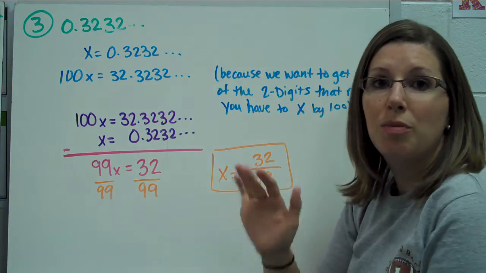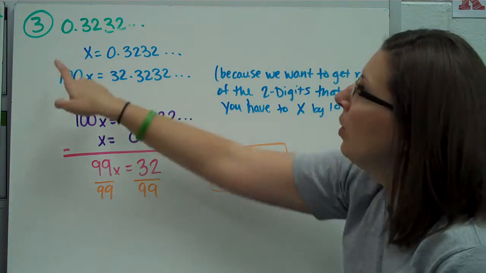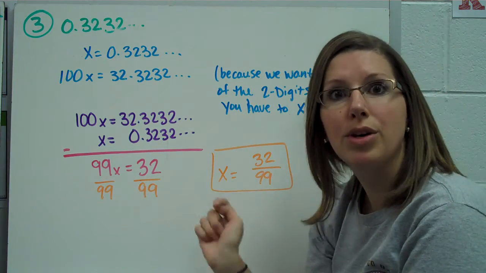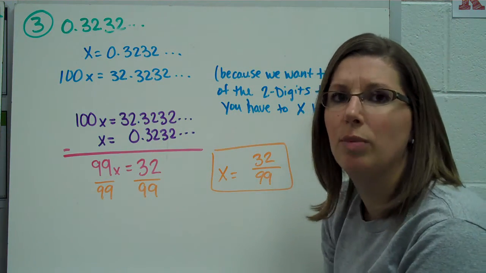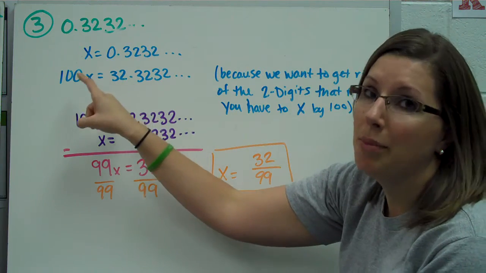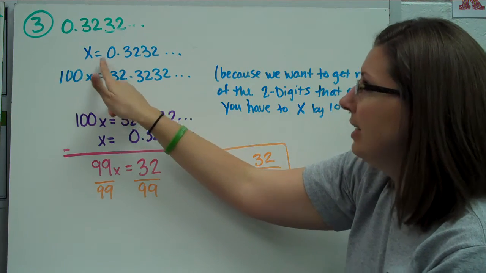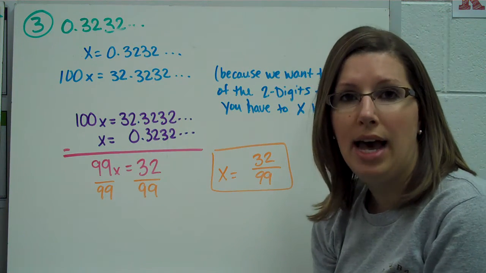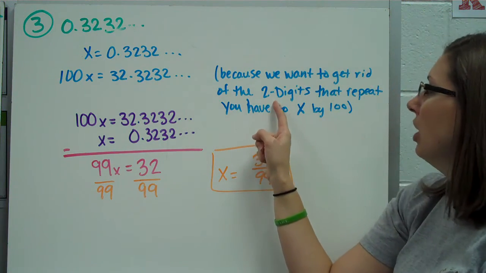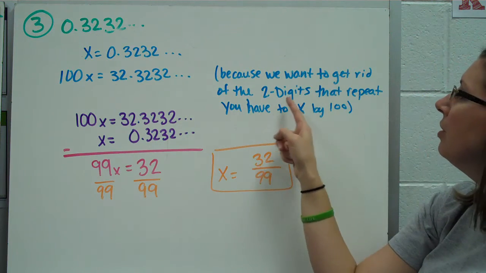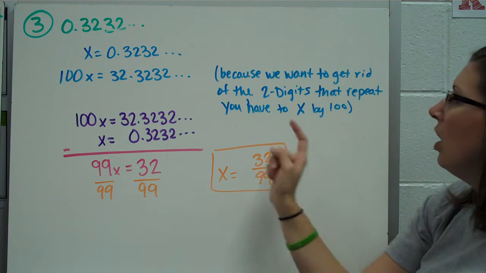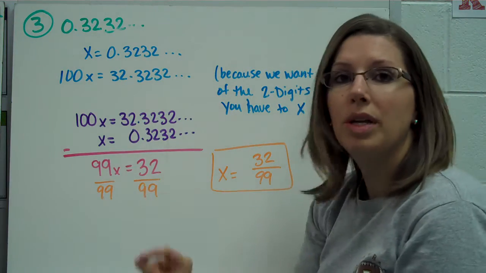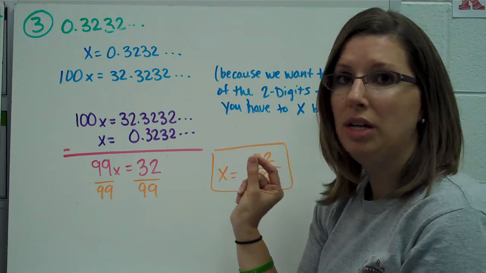Now we're going to get to a more challenging problem. What if you have 0.323232... repeating? So now I've got 2 digits that repeat. I'm still going to use the same process. Set x equal to your repeating number, but now instead of multiplying by 10, I'm going to multiply by 100. Because we want to get rid of the 2 digits that repeat, we've got to multiply by 100. So there's 2 repeating digits, multiply by 100 instead of 10.